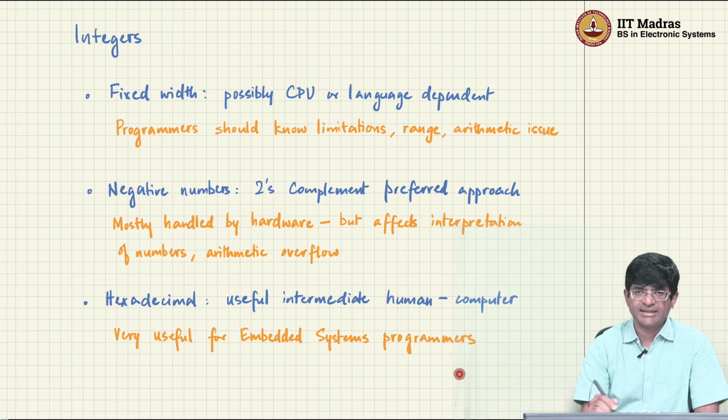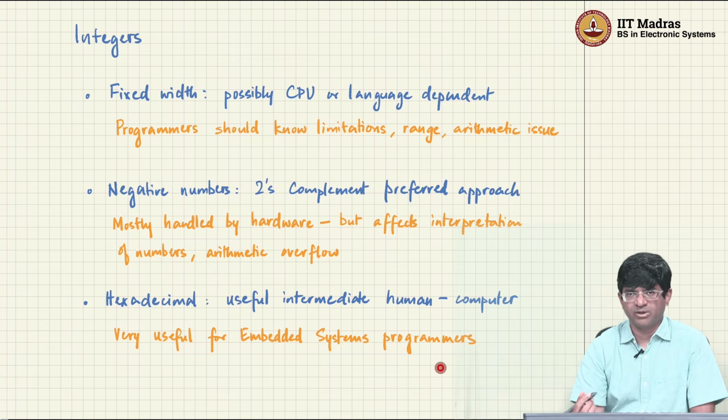And finally, hex is a useful intermediate for human and computer interaction, right? Computers prefer binary, or rather need binary, right? Whereas humans prefer to have some slightly more compact representations. This is especially useful for people who are likely to go into embedded system programming, because there you actually need to keep very careful track of the memory usage, and you might also be interfacing with other external peripherals.